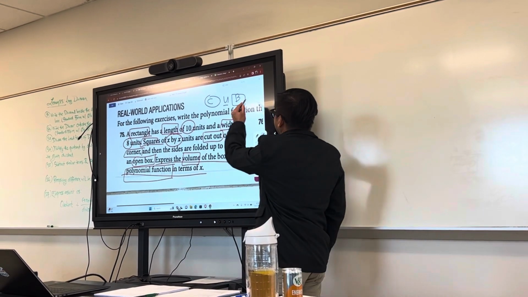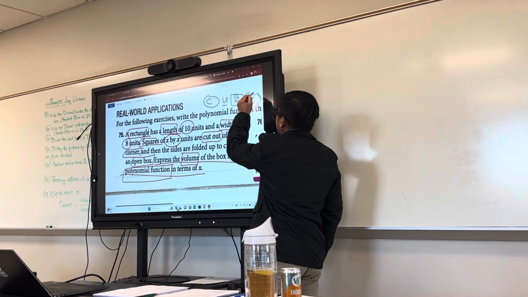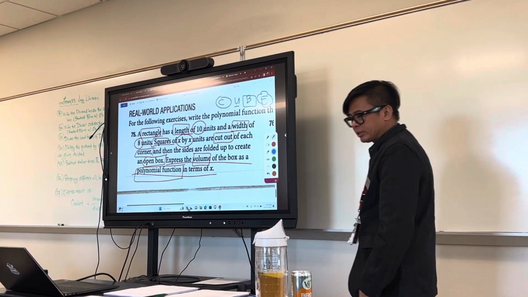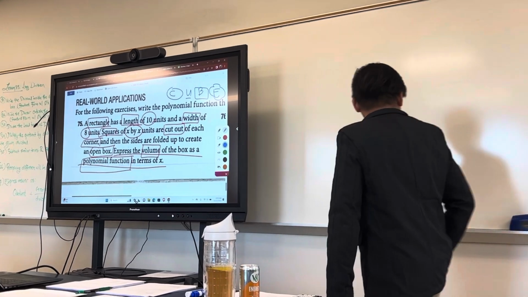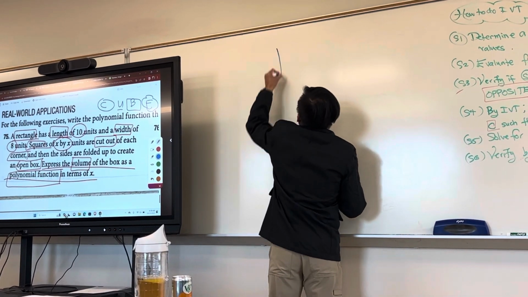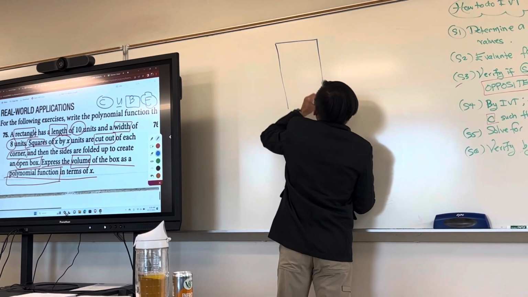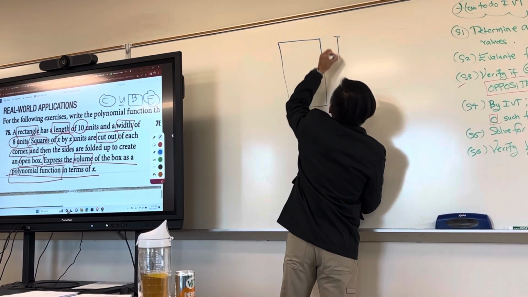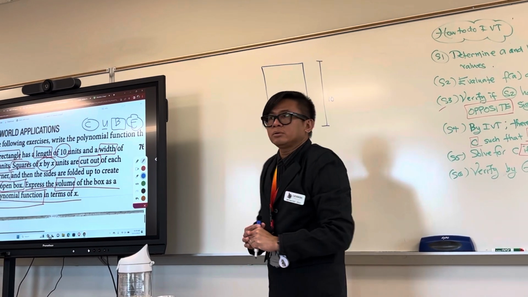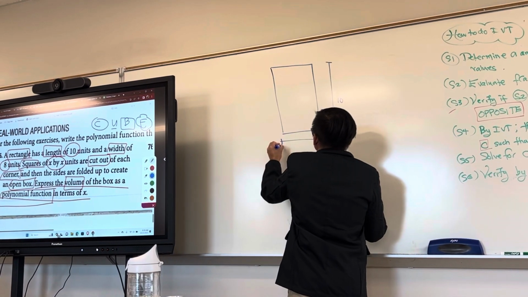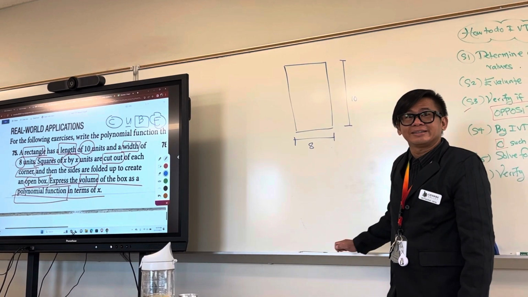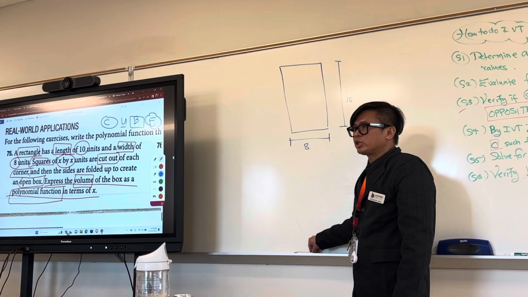Now, let's make an equation out of it. Well, let's visualize first, right? How does it look like? Let's draw first a rectangle of such dimension, right? What does it say? The length is 10. The width is 8. Are we good?